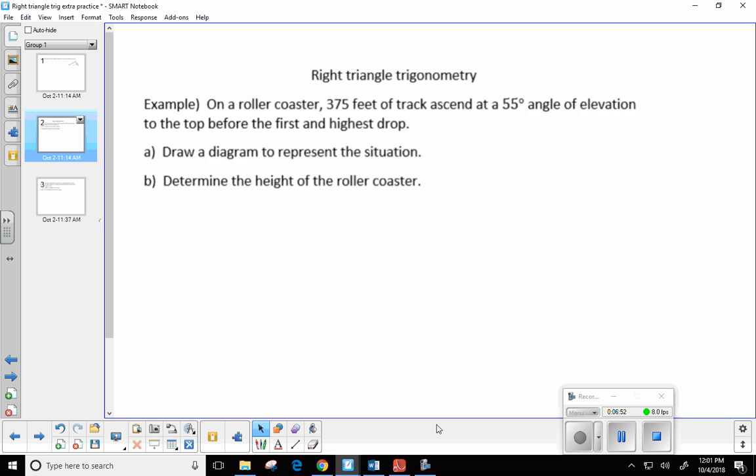So it says, on a roller coaster, 375 feet of track ascend at a 55-degree angle of elevation. So remember, when you're talking about angle of elevation, that means it's going to rise from a certain perspective. Angle of depression means it's going to rotate down. Okay, to the top before the first and highest drop. First off, it says draw a diagram to represent the situation. Well, can anybody come on up and help me with that? What kind of figures are we dealing with? Right triangle, so we know we have to draw a right triangle. Okay, Rhett, you want to give it a shot?